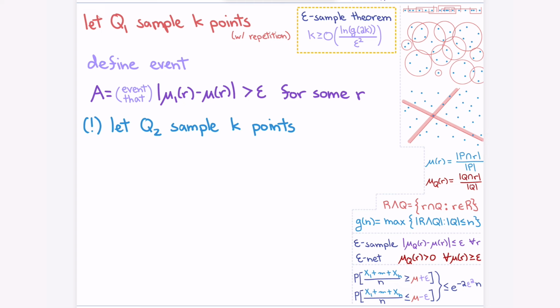I'm going to sample k more points. We're going to do a second sample. Now I'm going to define a slightly different event. I'm going to let mu1 be the measure induced by the first sample, and mu2 be the measure induced by the second sample. Instead of writing mu of q1, I'm just going to write mu1. Instead of mu of q2, I'll write mu2. And this is saying, what are the odds that these two samples disagree on a single range?